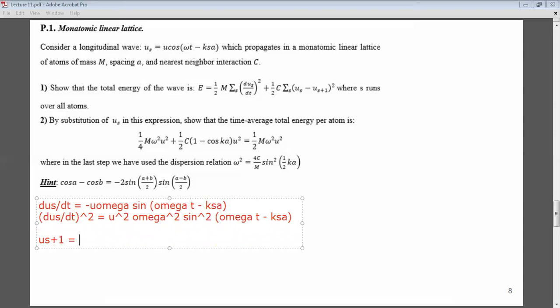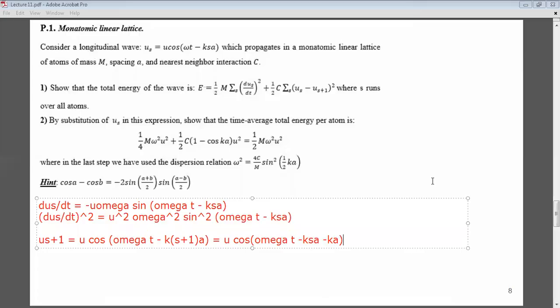us+1 is equal to u cos(ωt − k(s+1)a), right? And this gives me what? This gives me u cos(ωt − ksa − ka). Okay, so this is us+1. Now what do I need? I also need us − us+1. So let me do it.